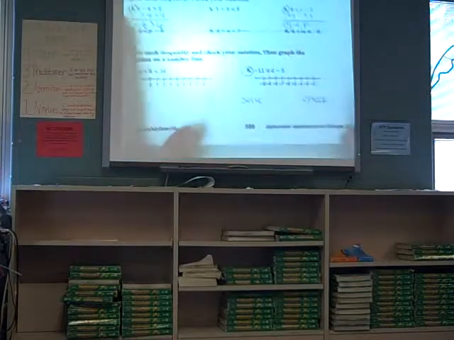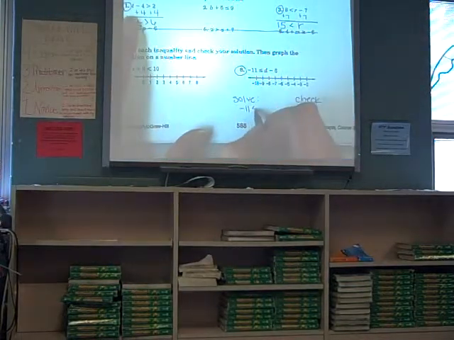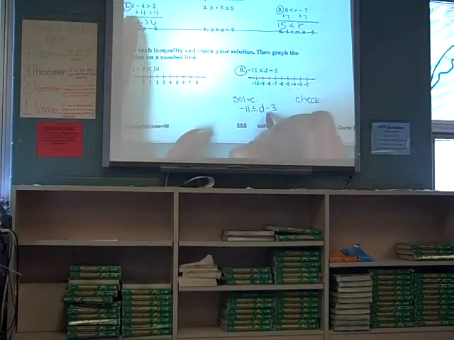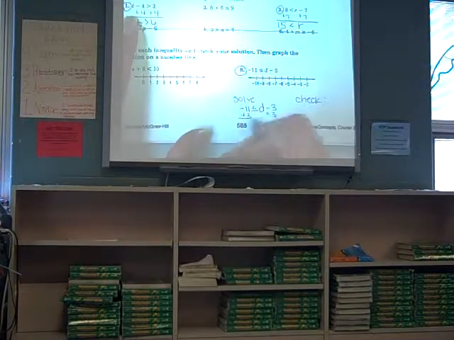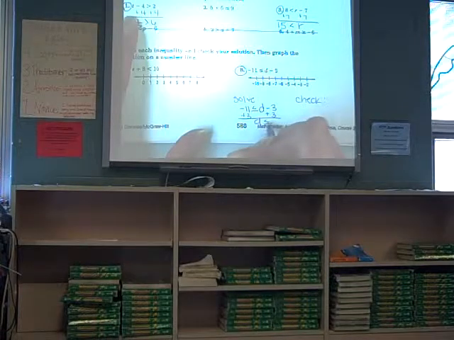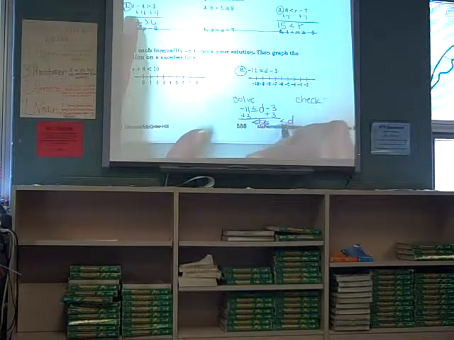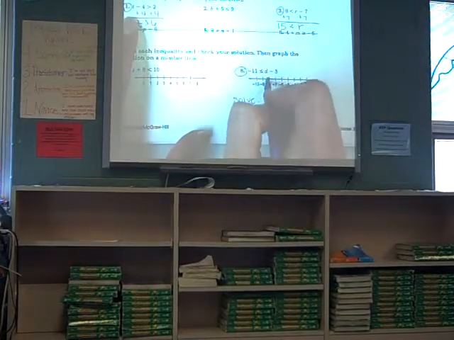The last one, negative 11 is less than or equal to d minus 3. I have to add 3 to both sides. Remember, you still need an answer. So it should be d is greater than or equal to negative 8. So it's a closed circle on negative 8.